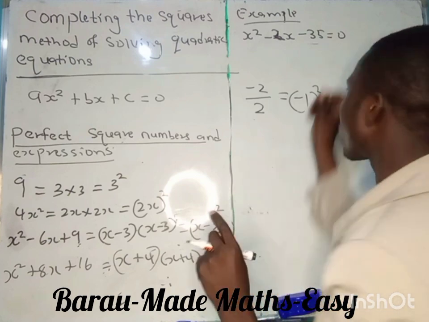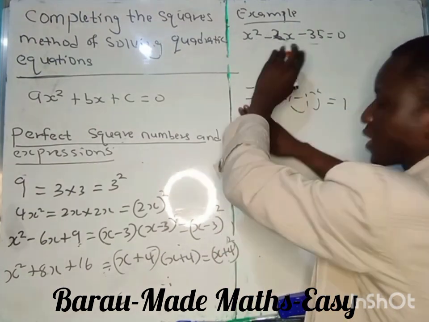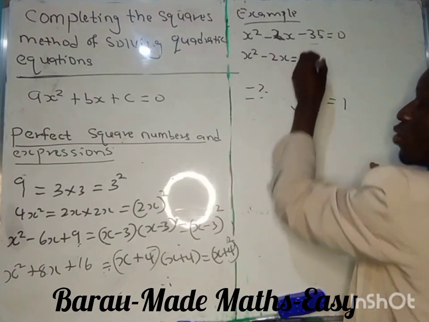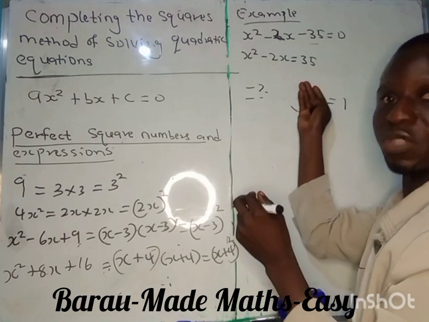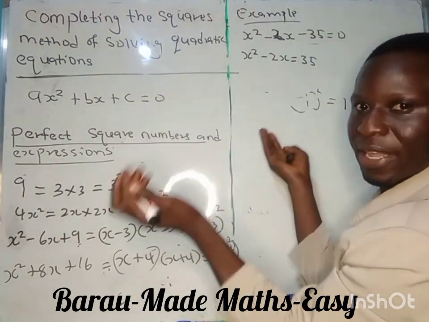But first of all, we'll transfer the constant that is here to the other side of the equation. By transferring the constant, you'll be left with x squared minus 2s equals 35. Don't forget, when a negative number is transferred, it will change to positive. So we'll now think of what to add to this left-hand side to make it a perfect square.